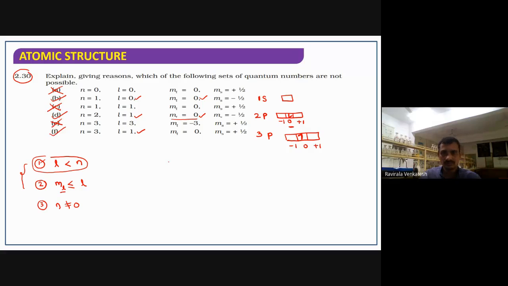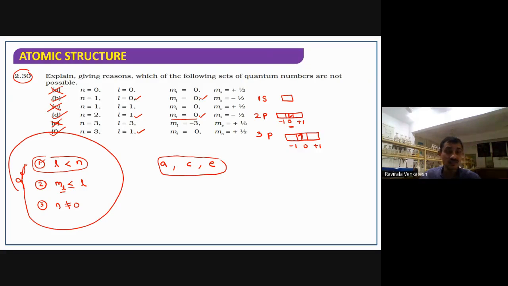So the sets of quantum numbers that are not possible: A is not possible, C is not possible, E is not possible. If you remember these three conditions, you can do n number of problems. l must be lesser than n, and ml values must be lesser than or equal to l values, and n never equal to 0.